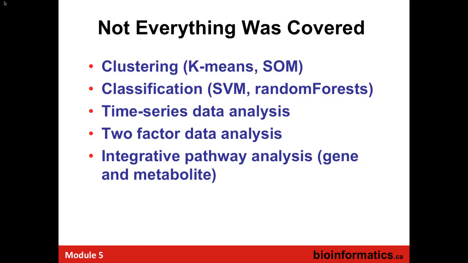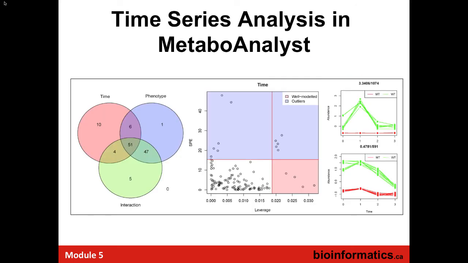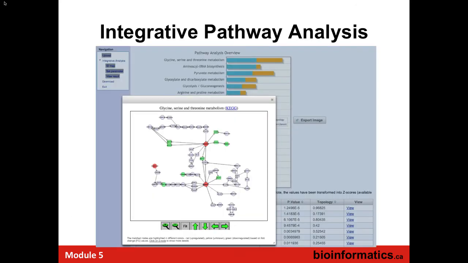So we're out of time. I'm 4 minutes over time, and I think people are hungry. So we're not going to cover some of the other things that are available: clustering, classification, time series, two-factor analysis. These are some examples that are shown in the CPIB chapter that you guys can download. And this is an example of the integrative pathway analysis.